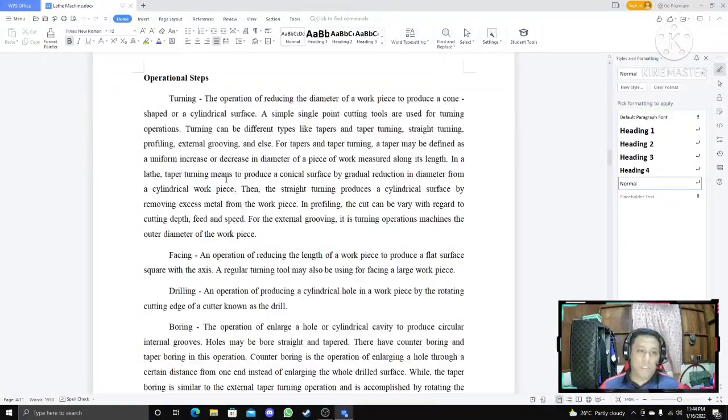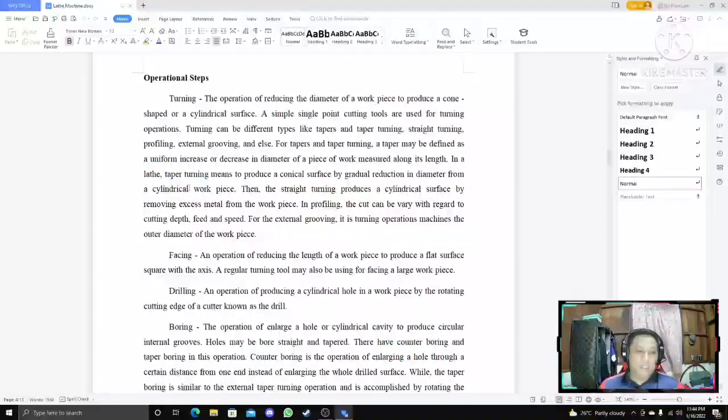For the operational steps, turning is the operation of reducing the diameter of a workpiece to produce a cone shape or a cylindrical surface. Simple single point cutting tools are used for turning operations. Turning can be of different types, like tapers and taper turning, straight turning, profiling, external grooving, and else. A taper may be defined as a uniform increase or decrease in diameter of a piece of work measured along its length.